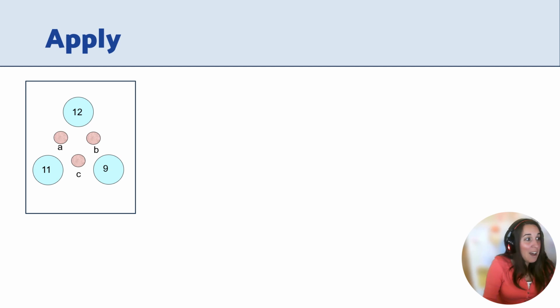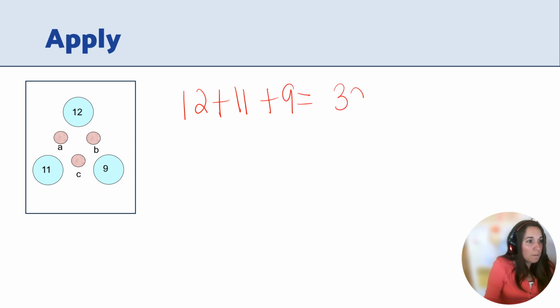Okay, so now I have another one of these diagrams, and I know I don't have to guess and check anymore to figure out what my A, B, and C should be. I have found this relationship: the sum of the large circles and the sum of the small circles have this special relationship. Whatever the large circles sum to, the sum of the small circles should be exactly half. So let me start by summing up my large circles. I've got 12 plus 11 plus 9, which gives me 32. And so half of 32 is 16.